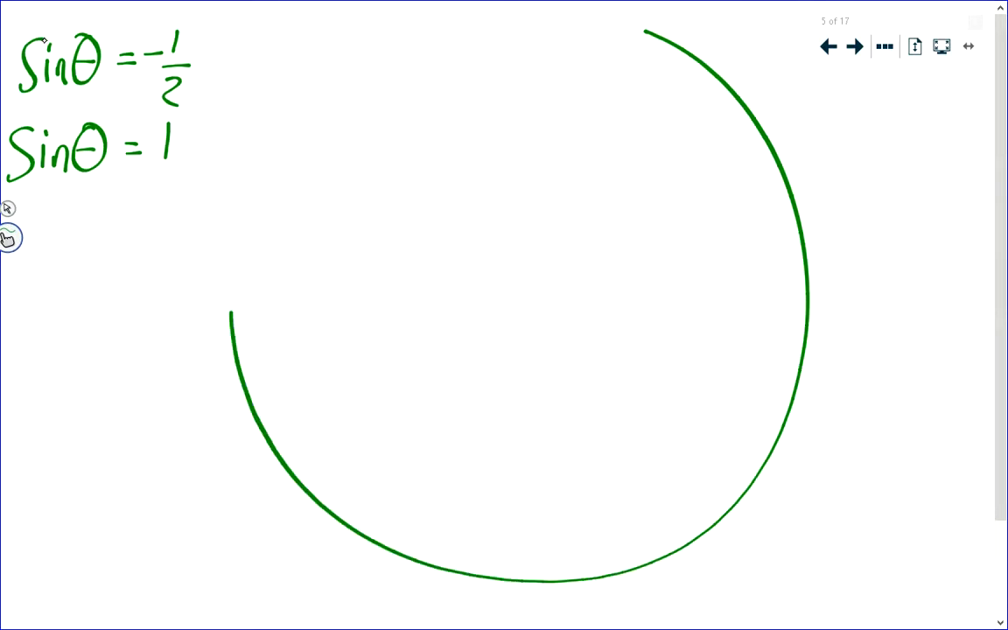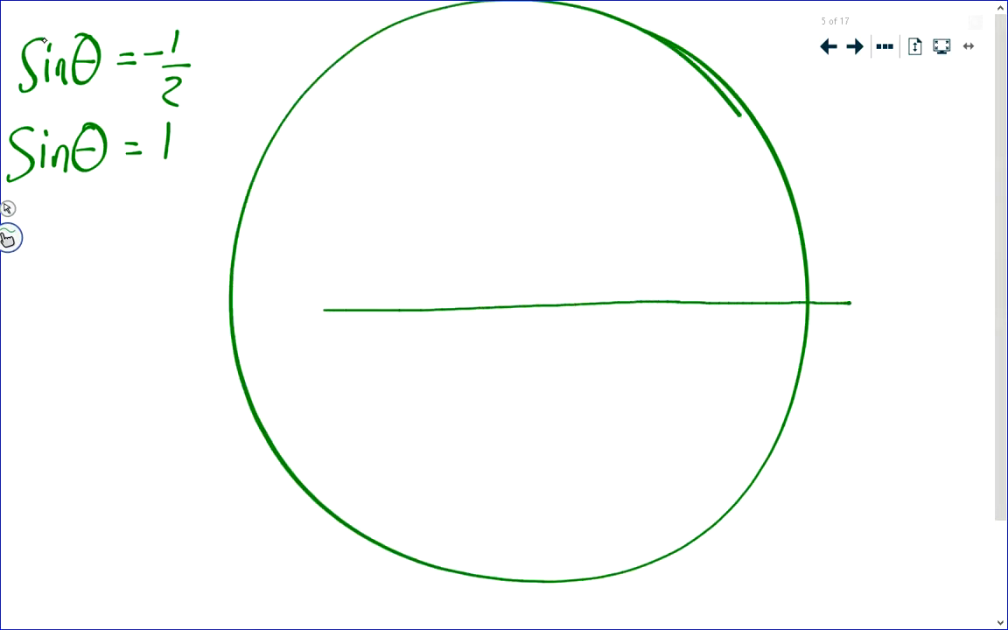I'm just going to, on a new page, write sine of theta equals negative 1/2 and sine of theta equals 1. And I'm going to do my best to draw a circle. That's not bad. I have a unit circle, but I'd rather just freehand it. I'm not really happy with that last line.